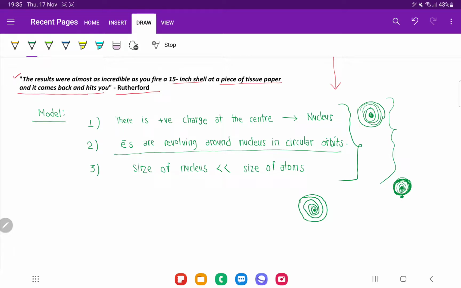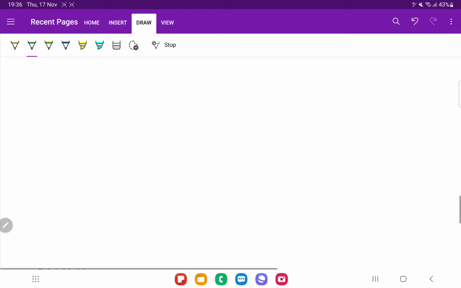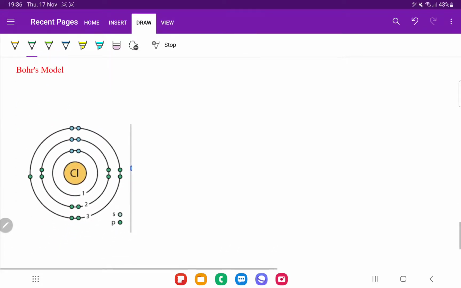So this shows that the atom is not stable. But what we observed is that most atoms are stable, right? If you have an atom that is stable, it's not that after some time it just becomes non-stable. So after the Rutherford model, Bohr gave his model. Bohr actually just added a few things to the Rutherford model.